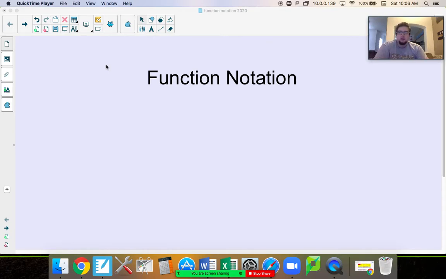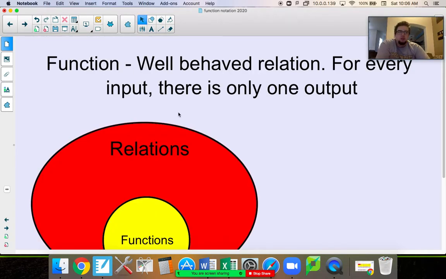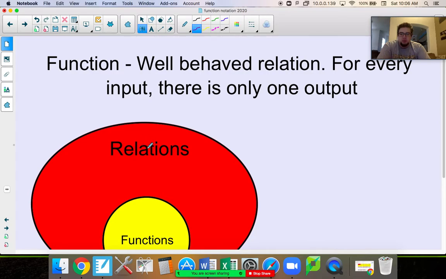All right, so this is our recap video for our function notation. So first, from our intro notes page, a function is just a well-behaved relation. Every input, there's only one output. A relation was just a connection between inputs and outputs. A function is where every input only has one output.